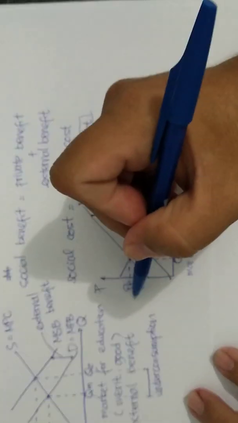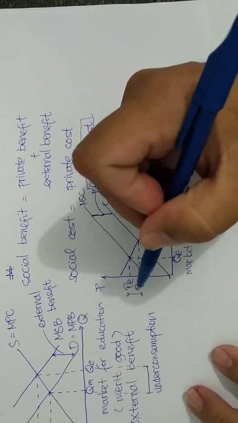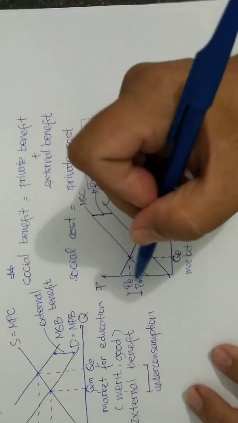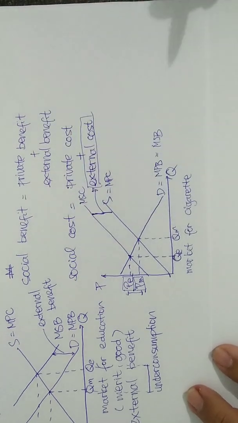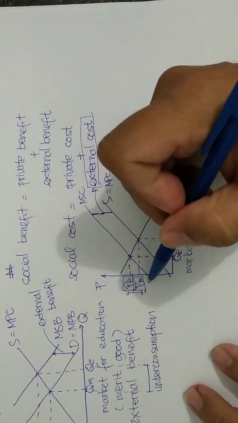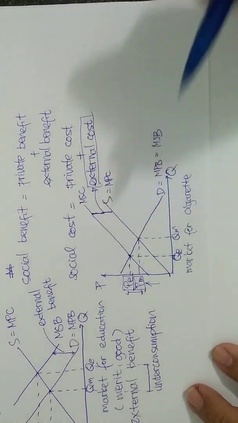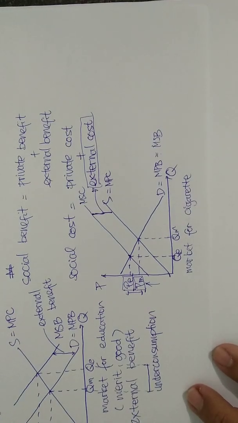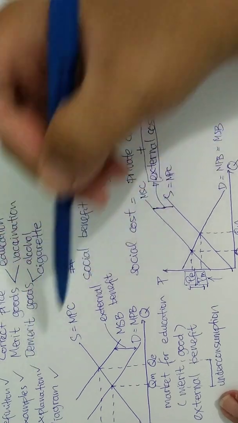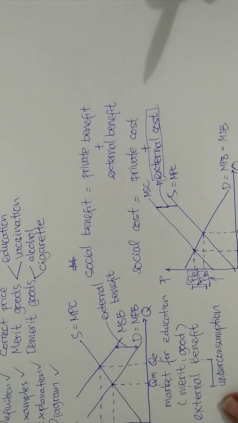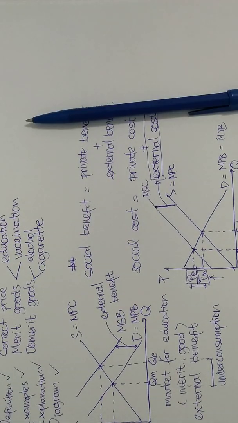As you can see here, there is a discrepancy here. This is the price in the market, and this is the price efficient. As you can see here, PM is incorrect price. Okay? So that's how you explain the demerit goods. With that, you will get 8 marks.